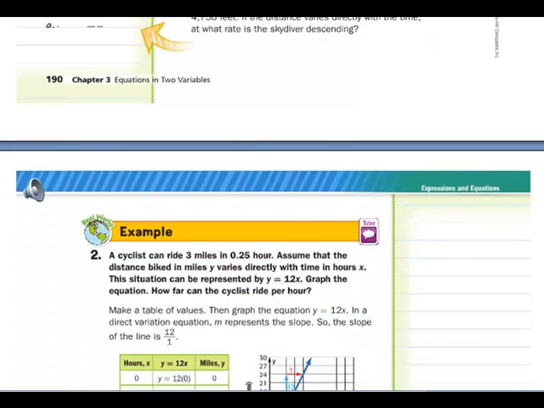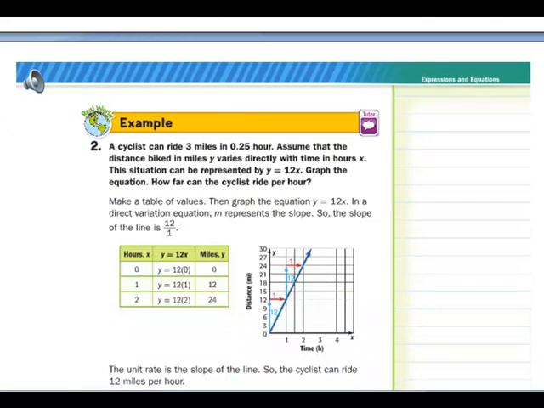Okay. So talking about this one. A cyclist can ride 3 miles in 0.25 hours. Assume that the distance biked in y miles varies directly with the time in x hours. This situation can be represented by y equals 12x. Graph the equation. How far can the cyclist ride per hour? So you're looking at graphing the equation.